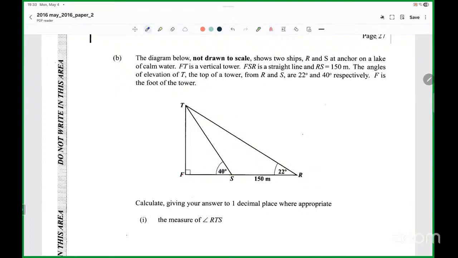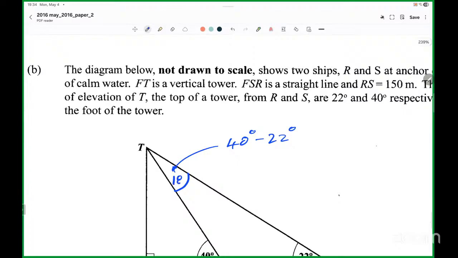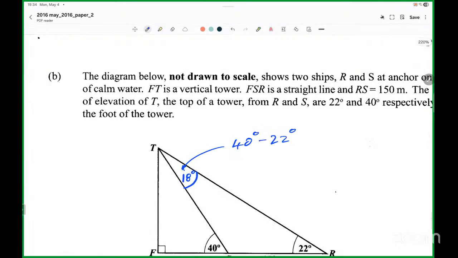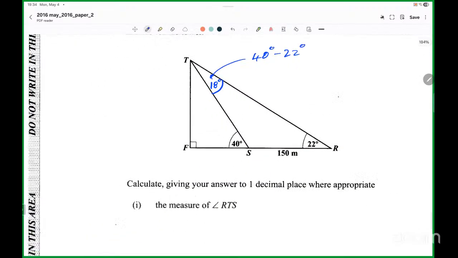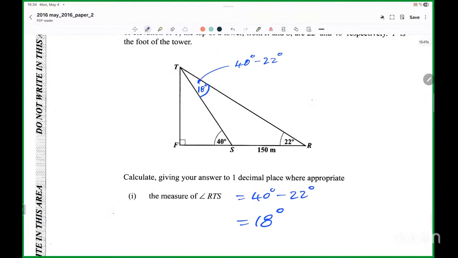So these two angles add up to 40. Then the one up here that I want is 40 minus 22. So this angle that I want is 40 degrees minus 22 degrees. How much is that? That's 18. So this equals 40 degrees minus 22 degrees, 18 degrees. All right, that is it.